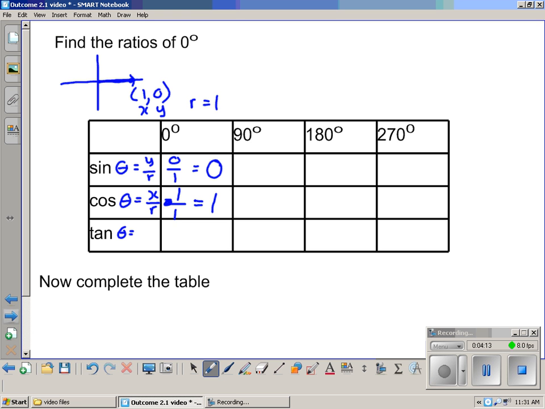Tangent of theta is y over x. Our y value is 0. Our x value is 1. 0 over 1 is 0. So you can go through and complete that idea for all of those angles.